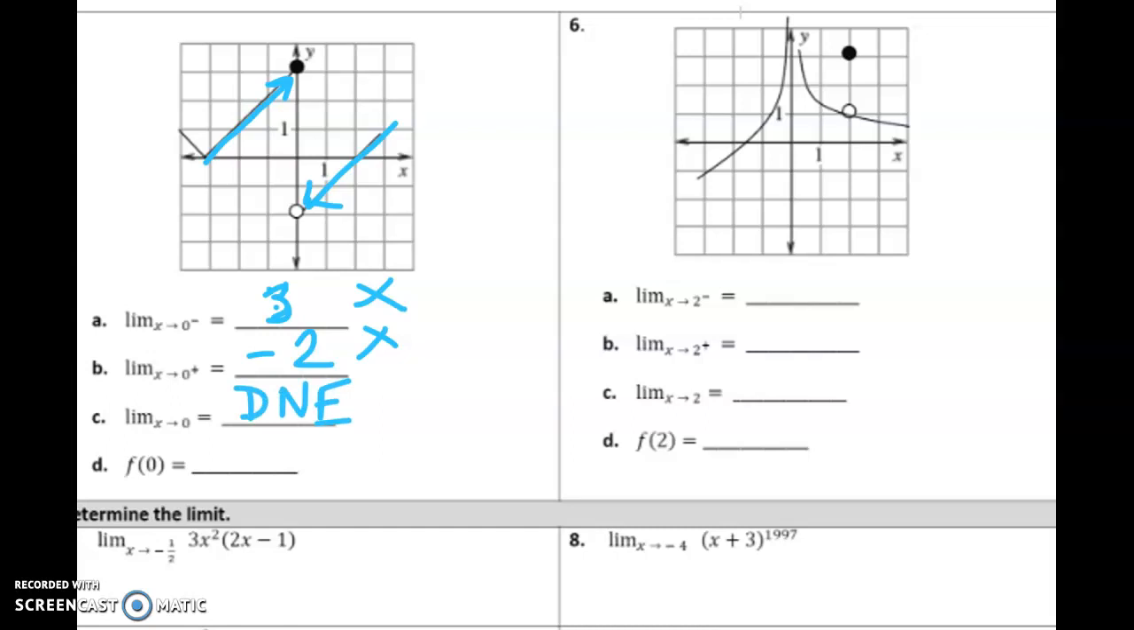What is the value of the function at x equals 0? It is equal to the solid dot at y equals 3.